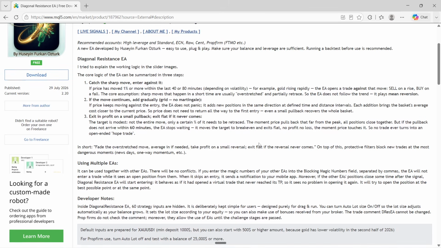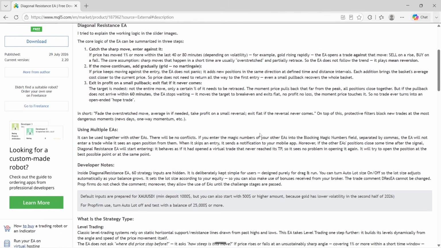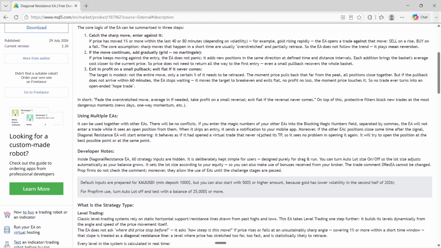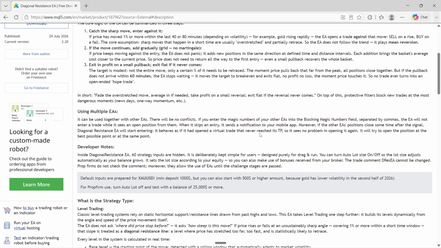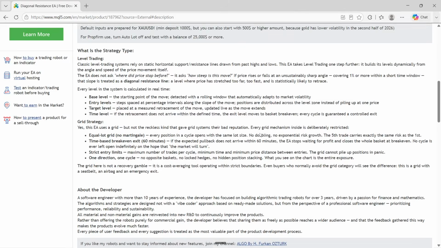Default inputs are prepared for XAUUSD with a suggested minimum deposit around $1,000 or $500 plus. For prop firm use, the developer recommends turning auto lots off and testing with larger balances.